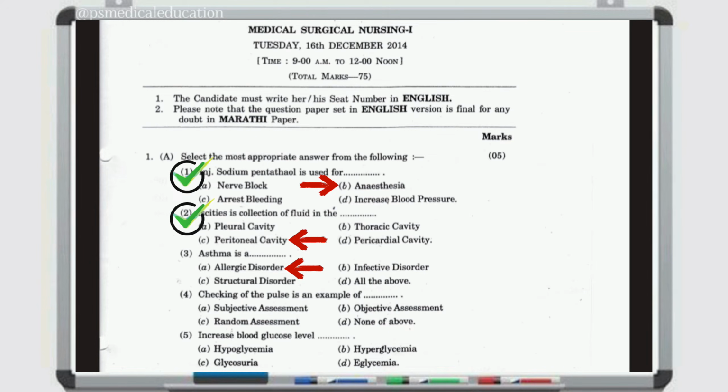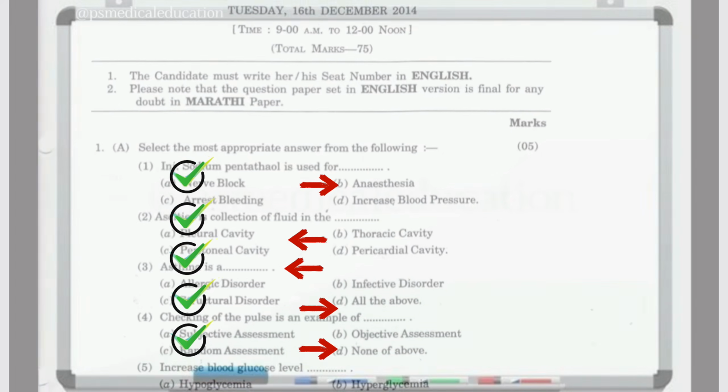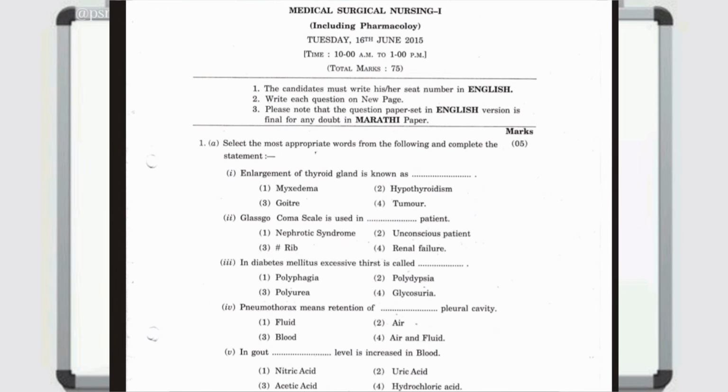Answer is A. Next, checking of the pulse is an example of objective assessment. Answer is B. Increase in blood glucose level is hyperglycemia. Answer is B. Next, enlargement of thyroid gland is known as goiter. Answer is 3. Glasgow Coma Scale is used in unconscious patient. Answer is 2. In diabetes mellitus, excessive thirst is called polydipsia.